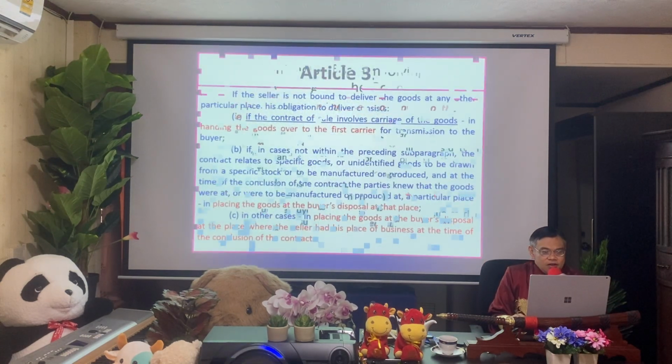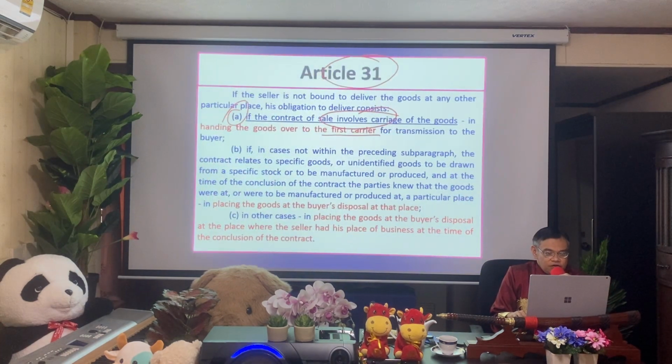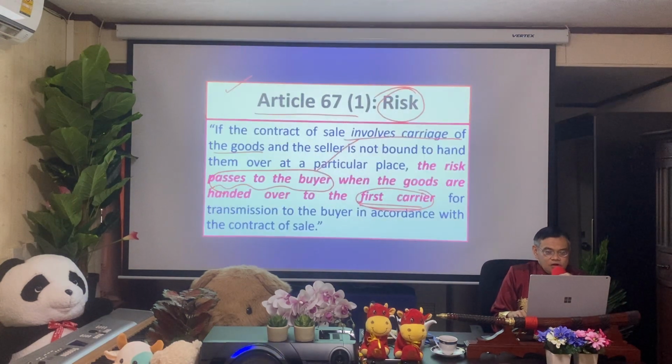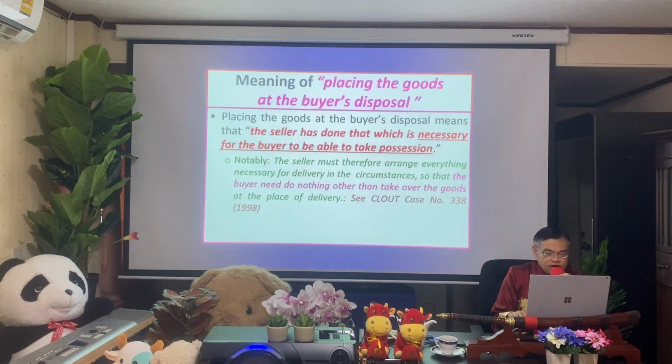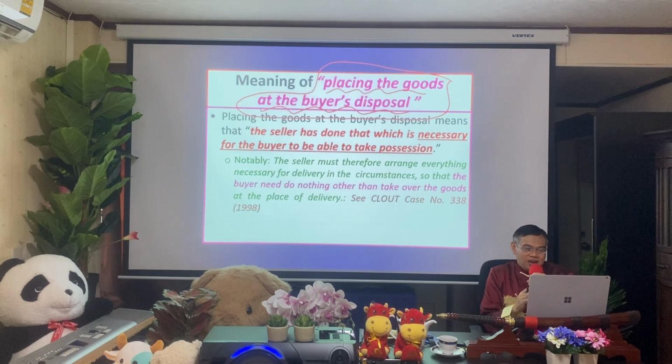I think those are the rules contained in Article 31. They are not so complicated. If you try to analyze them, they seem to be quite clear. Now, according to Article 31, you see this expression a lot: placing the goods at the buyer's disposal. What does the expression placing the goods at the buyer's disposal mean?